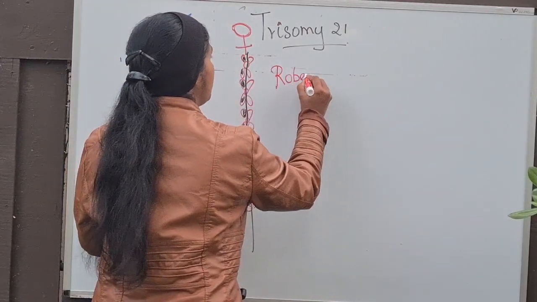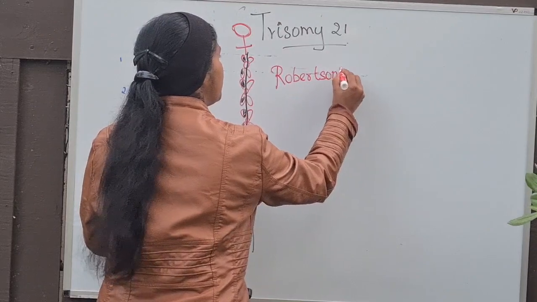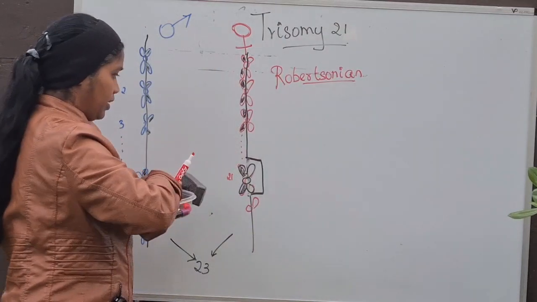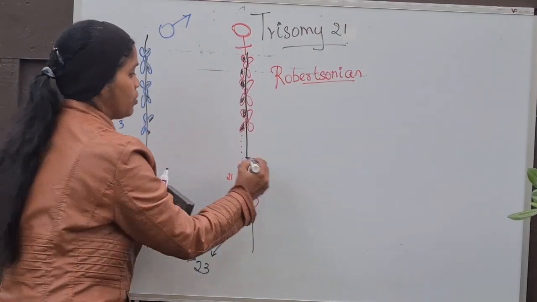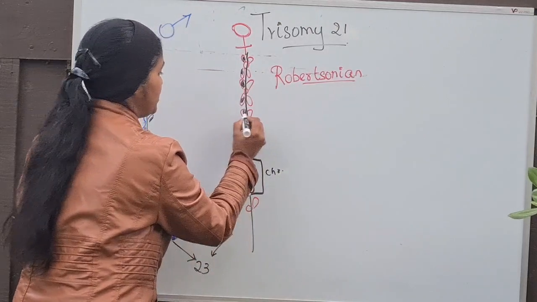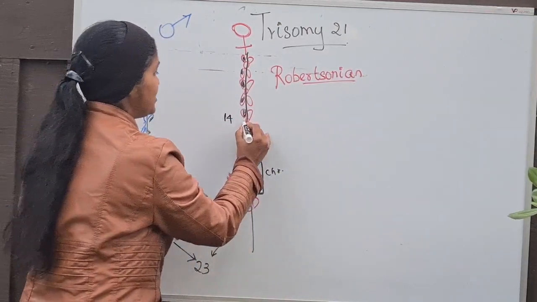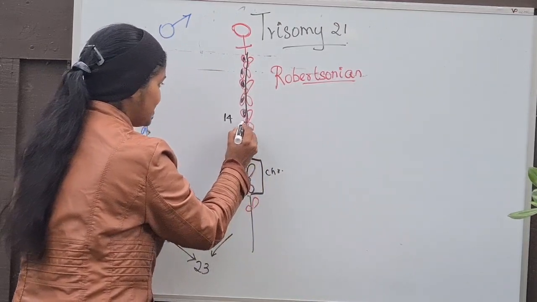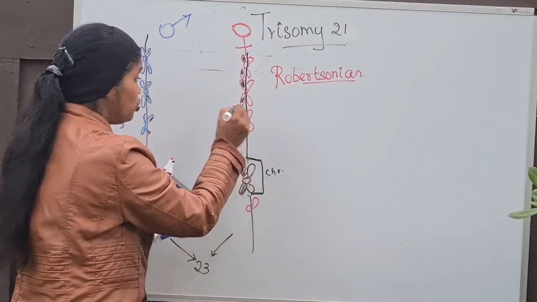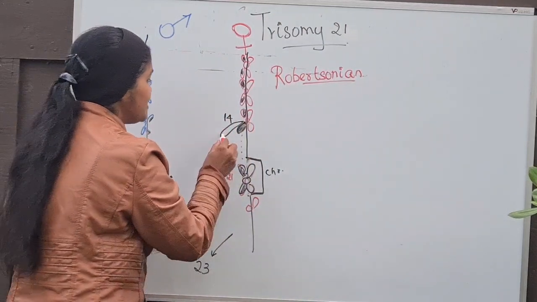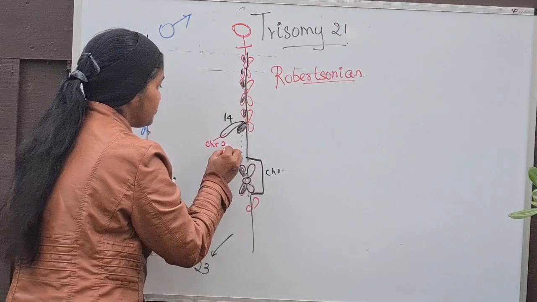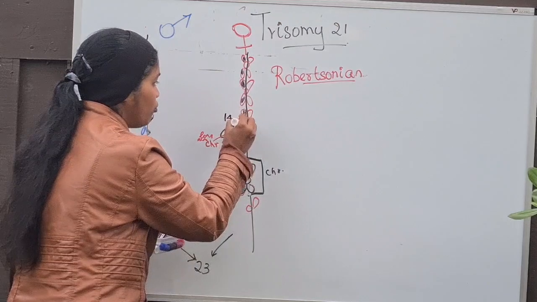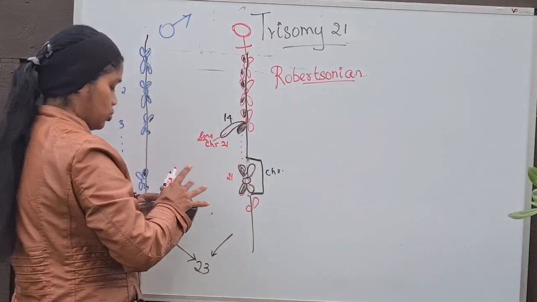So what do you understand by Robertsonian translocation? It is also similar, just like this. See, in the female, there is no issue with chromosome number 21, but instead, let's say for example this is chromosome 14 and this is the long arm of chromosome 14. Along with the long arm of chromosome 14, there is another long arm attached to it, that is chromosome 21. The long arm of chromosome 21 is attached with the long arm of chromosome 14 in these individuals.